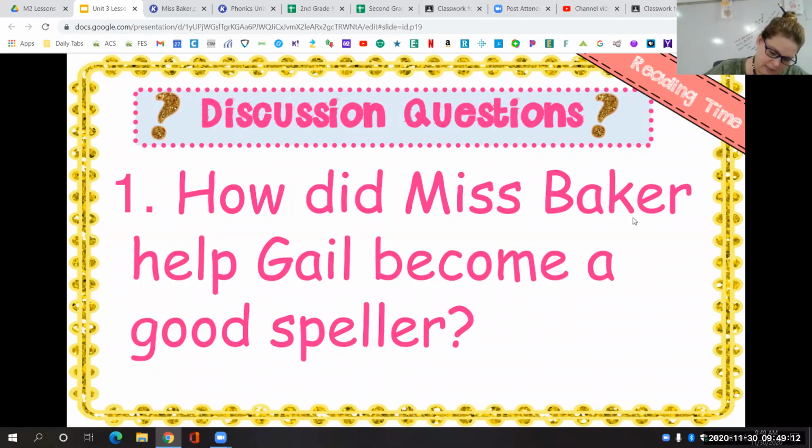Miss Baker helped Gail become a good speller by making, what did she make again? Spelling trees, just like we are doing. Okay, so on the top of page 42 is your prediction, and on the bottom of page 42 is the answer that we got from the story. Okay, let's go on to the next question.